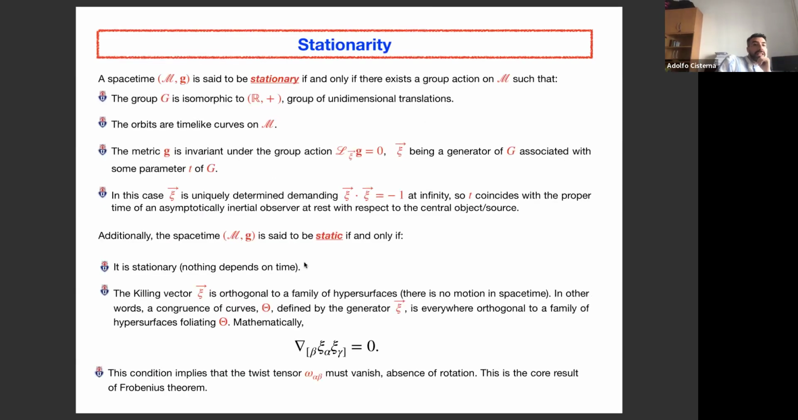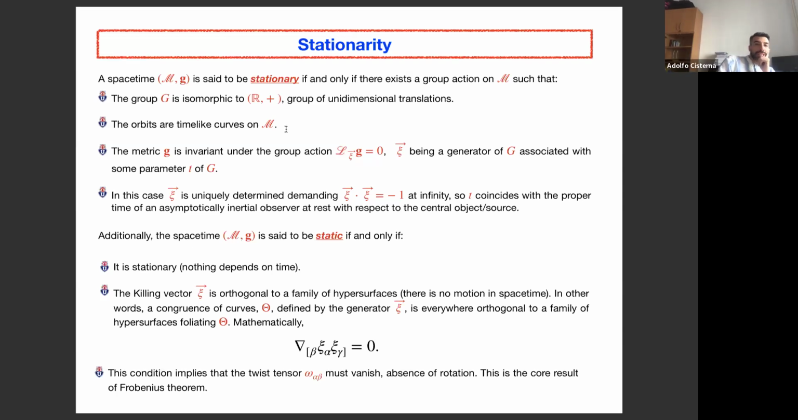So what is stationarity? You all know that stationarity is basically when your metric does not depend on time, although there is some degree of movement, right? Things that rotate, for example: the metric components do not depend on time, but actually you have some sort of movement going on, which is the rotation of the spacetime.